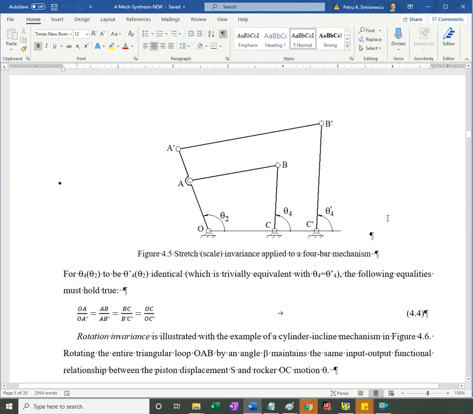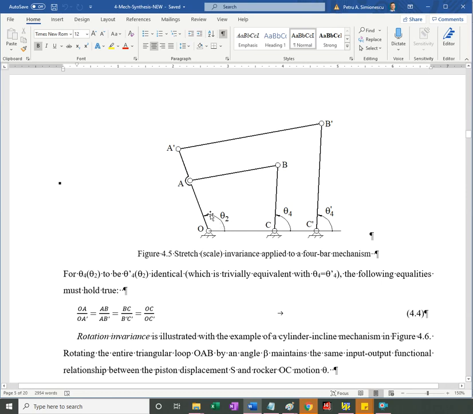We discussed knowledge of cognates, mechanisms that have different link proportions or equivalent mechanism. They have different structure, and they can generate exactly the same curve or input-output correlation. Here's another property very useful. So we have scale invariance.